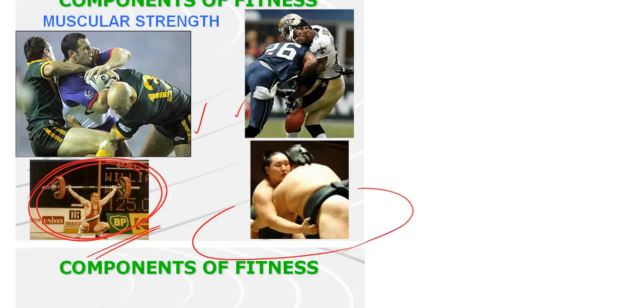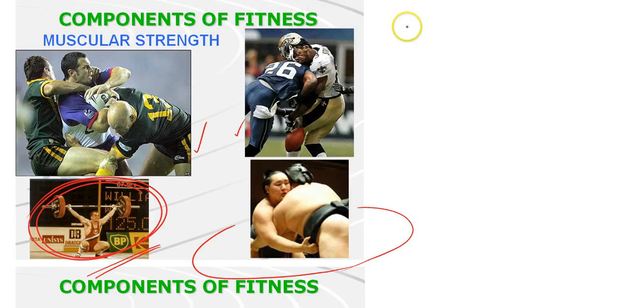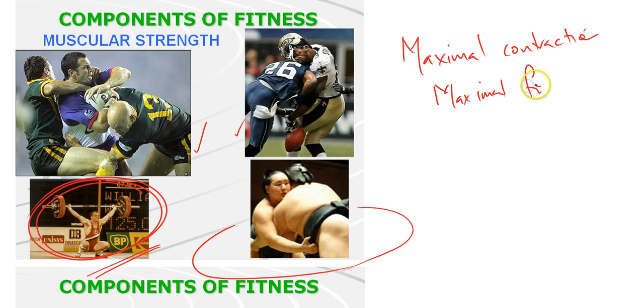Words to use with muscular strength: we're looking at maximal contraction, maximal force, one contraction. So they're the main words to be using when we're trying to describe muscular strength.